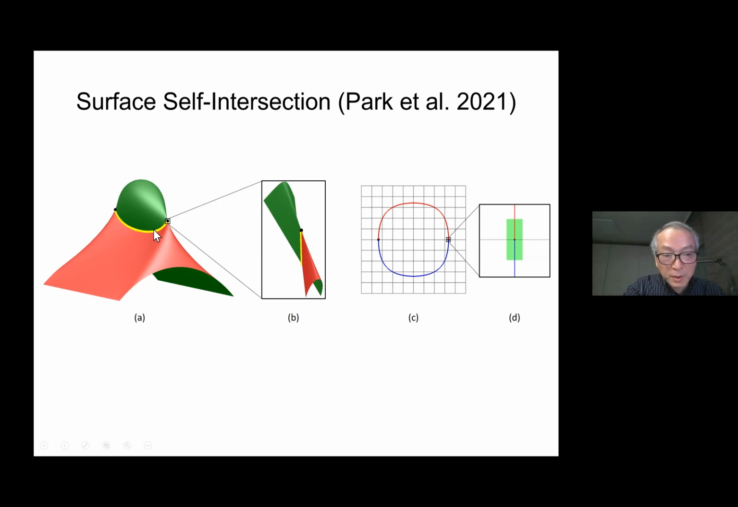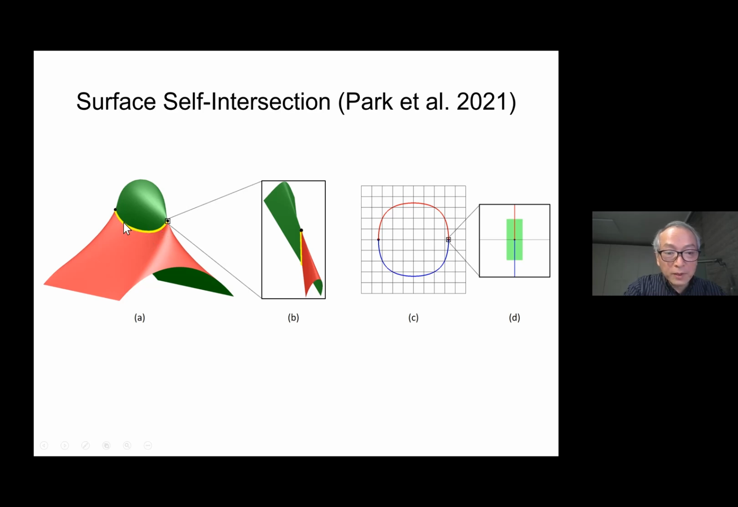This part appears as blue in the parameter domain. And when you go to the other side, the self-intersection seen from the other side will be red. So when you glue these two things together, we will get the self-intersection curve. So this part corresponds to the inner over there. So when you fold these two things together, this point will be the folding point over there.